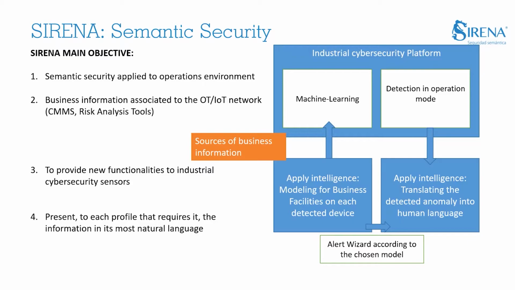Sirena is able to associate each low-level asset with an asset of a business service, connecting with several sources of information: risk analysis, asset database, or the industrial operation manager CMMS, and automatically tag assets, alerts, group them, and apply new correlation rules. We can use it to show the assets and alerts in natural language to each profile, in addition to showing all the business information associated with an asset and alert for correct decision making.